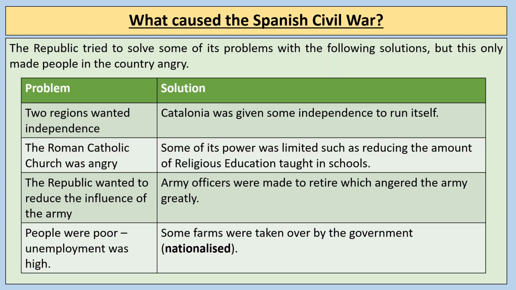So what caused the Spanish war? A little summary of that. The problem was that two regions wanted independence, Catalonia and the Basque region. So a solution to that was that Catalonia was given some independence to run itself. The problem of the Roman Catholic Church being angry, some of its power was limited, such as reducing the amount of religious education taught in schools. The Republic wanted to reduce the influence of the army, so many senior army officers were made to retire, which actually angered the army greatly. And as people were poor, some farms were taken over by the government, nationalised, which is quite a communist idea, sort of not dissimilar to the idea of collectivisation that took place in the Soviet Union during this time.